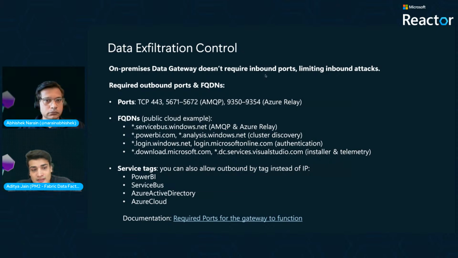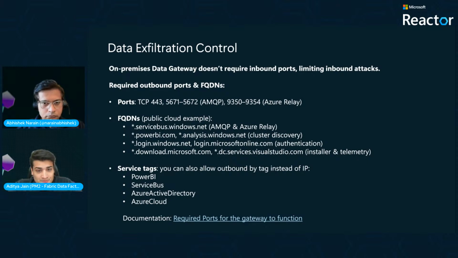For data exfiltration control, the gateway uses outbound port TCP 443, as mentioned in this slide. Again, I want to highlight that there are no inbound ports needed for gateways, so you can configure your firewall or proxy with FQDNs instead of IPs to avoid disruptions from IP changes.